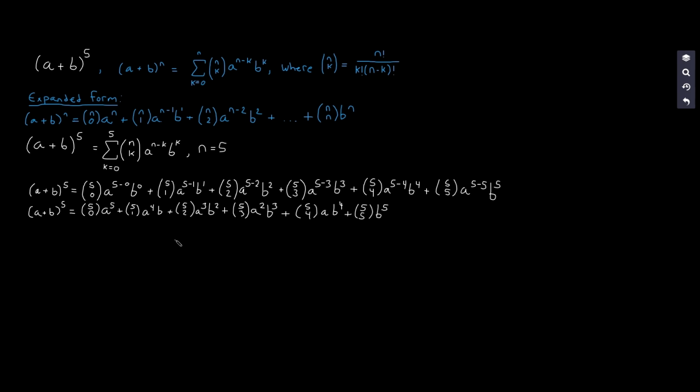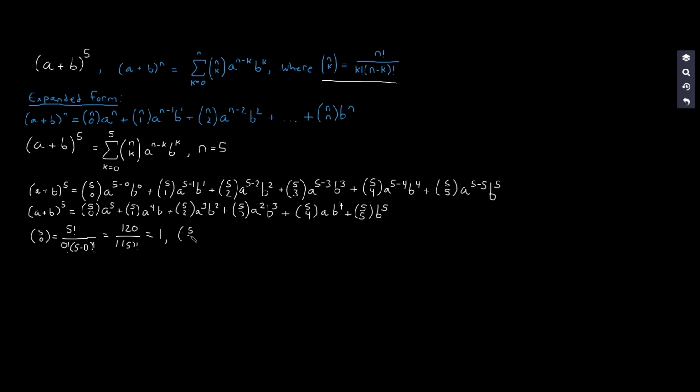What are the binomial coefficients? What is 5 choose 0? Well, per our formula here, 5 choose 0 is the same thing as 5 factorial over 0 factorial times 5 minus 0 quantity factorial. 5 factorial is 120, and 0 factorial is 1, so we're going to have 1 times 120 over 120, which is just 1.